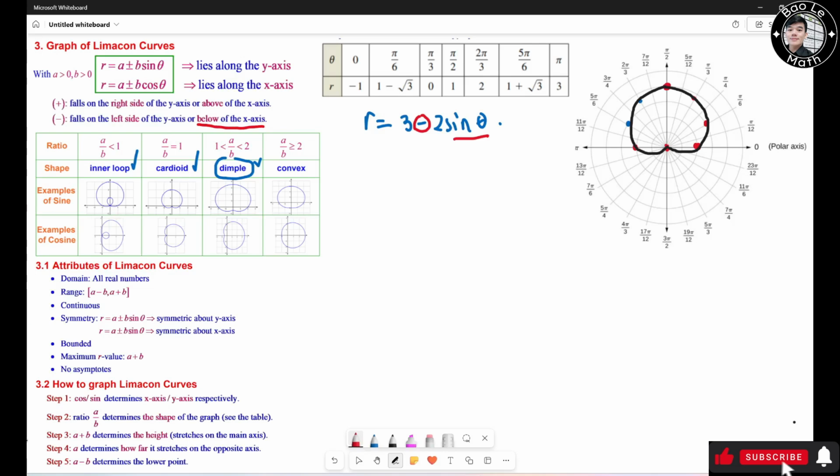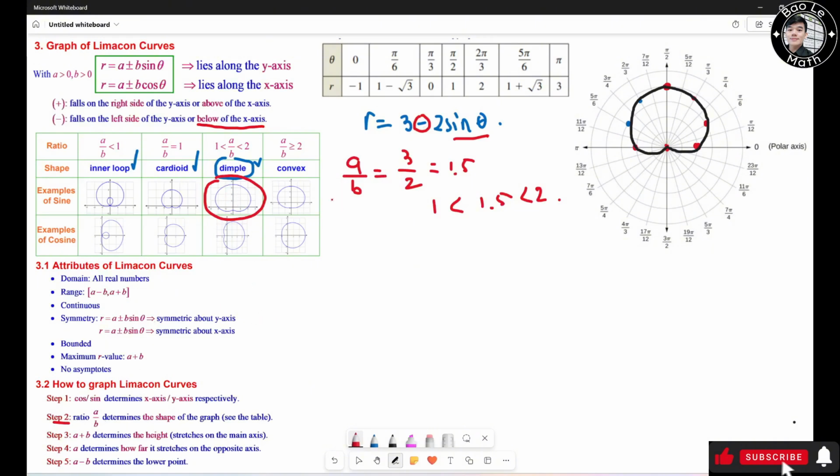Now step number 2, we need to find the ratio of A and B. A divided by B is going to be 3 divided by 2, which is 1.5, greater than 1 and less than 2. So this is a dimpled shape. It is this one right here. Because you have the subtraction sign, it's going to be below the x-axis, so it's going to be opposite to this one.